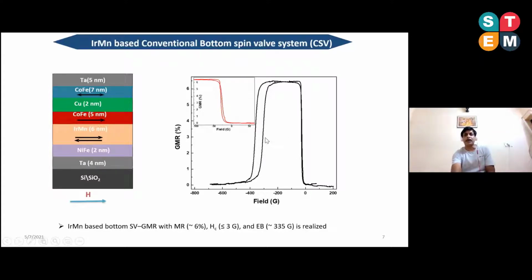If we expand this, we can see a very low hysteresis of that minor loop. This hysteresis is less than 3 Gauss, our EB is around 335 Gauss, and MR is around 6%.